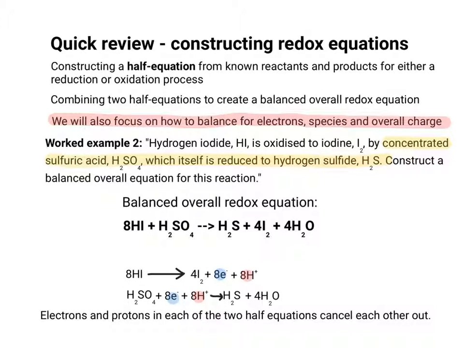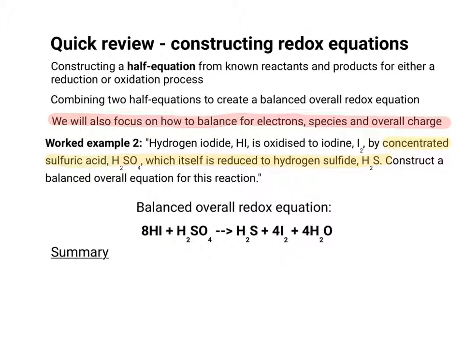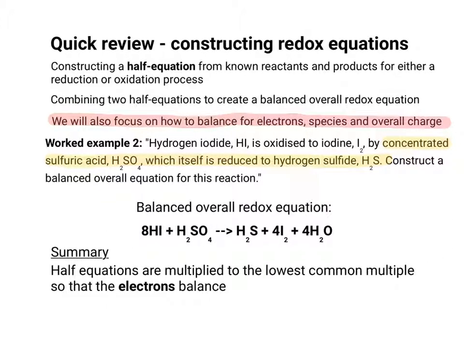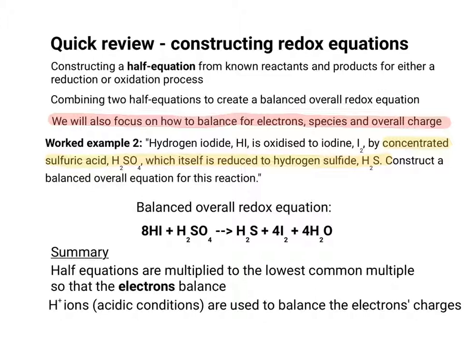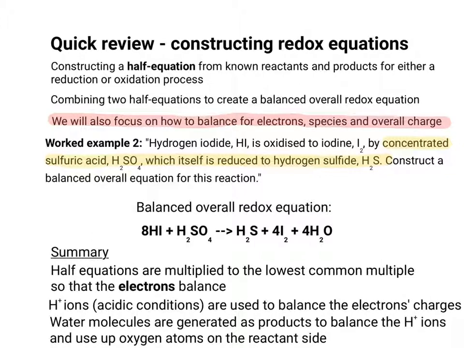Okay then, let's summarise what we've looked at so far. So half equations are multiplied to the lowest common multiple, so the electrons balance. And you can use H+ ions in acidic conditions to balance the electrons' charges out in either one of the half equations. And you can use water molecules on the product side to balance the H+ ions you've just used to balance the charges and the electrons.